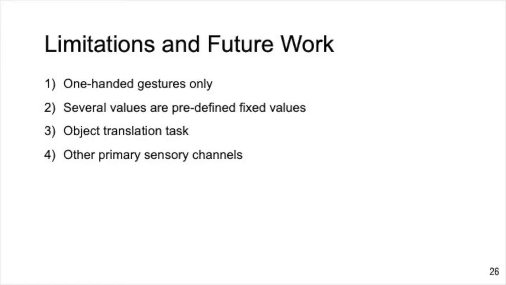We only tested an object translation task, which is only the starting point. Future work could include other common manipulating tasks in 3D environments, for example 3D modeling. We only proposed and evaluated visual methods. Future work could explore other primary sensory channels like sound and haptics for boundary awareness.